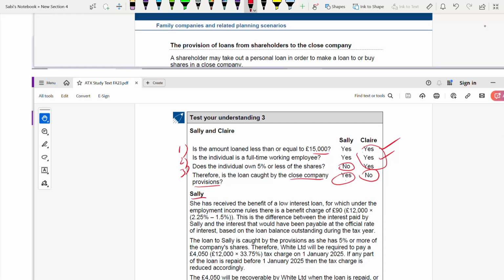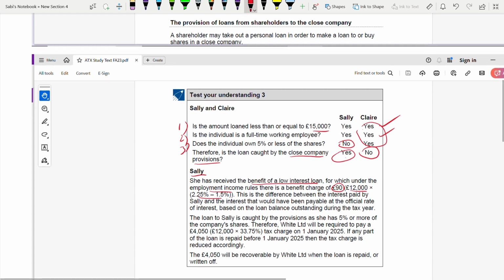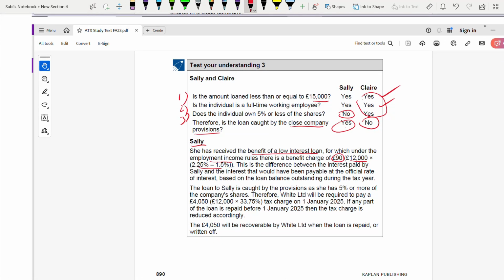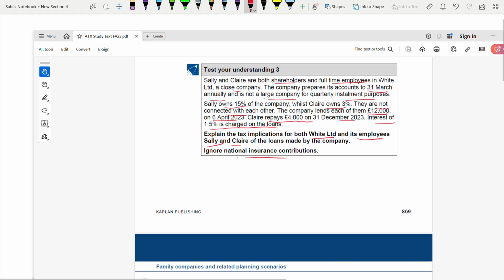So for Sally, we'll see. She is receiving interest at a lower rate, so she is receiving a benefit of a low interest loan, and this will fall under employment income. She is an employee also, so we'll calculate the benefit. The amount of the loan is 12,000. The difference of the 2 interest rates: the official rate is 2.25% and the interest being charged to Sally is 1.5%, so this is the benefit, 90. Now, because the loan is caught by the provision, as she has more than 5% of the company's shares, White Limited will pay tax. How much? 33.75% on this 12,000 loan, which is this much, 4,050, on this date. Why? 9 months 1 day from 31st March 2024.